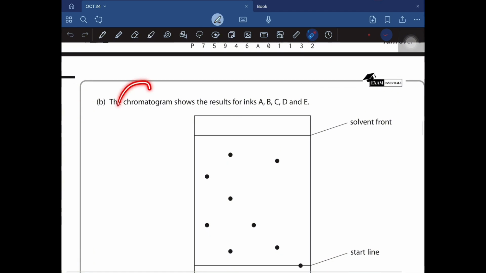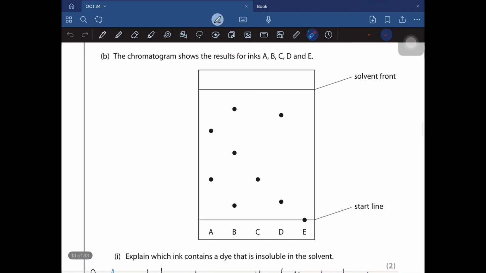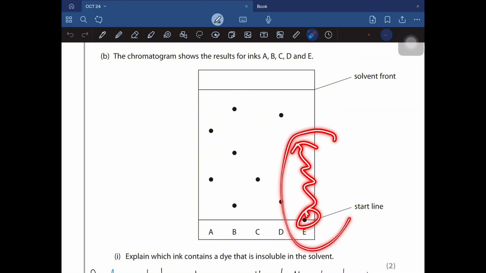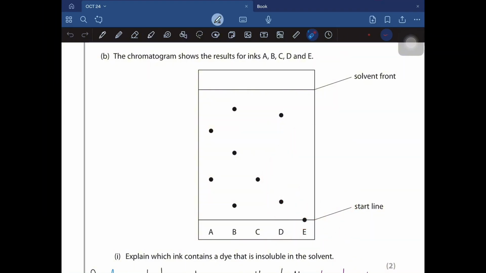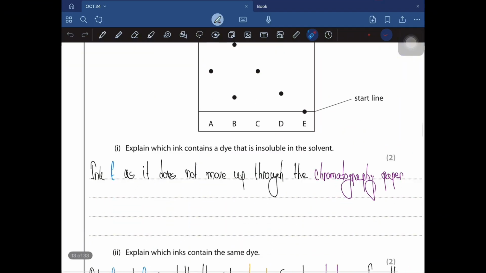The chromatogram shows the results for the inks A, B, C, D, E. Explain which ink contains a dye that is insoluble. That is going to be E, because E doesn't move up the chromatography paper. So E is going to be our answer. I've written that over here: ink E, as it doesn't move up through the chromatography paper.